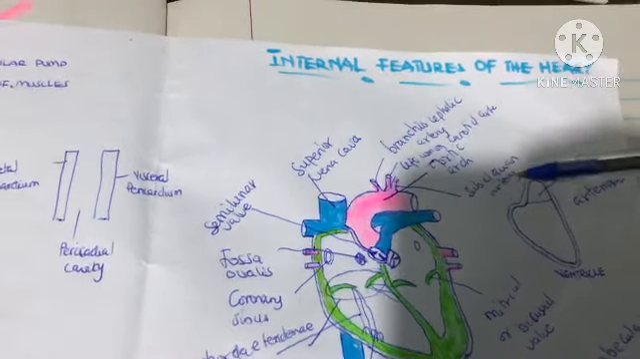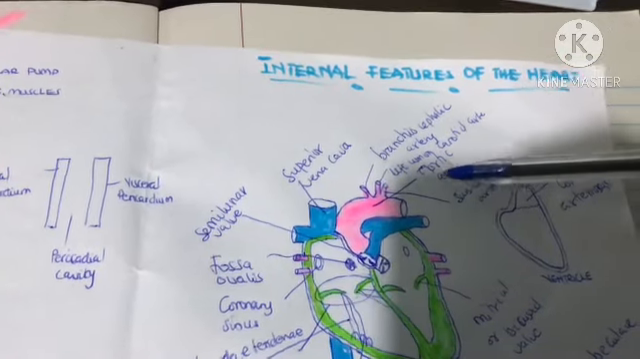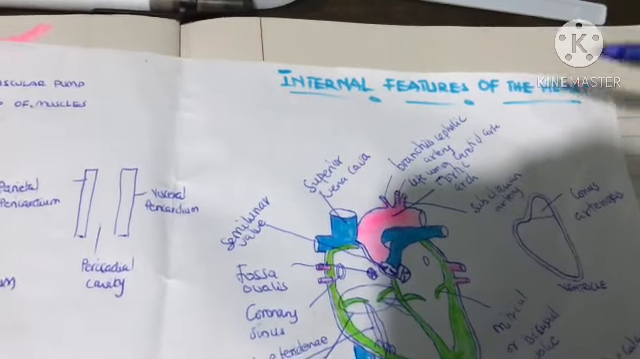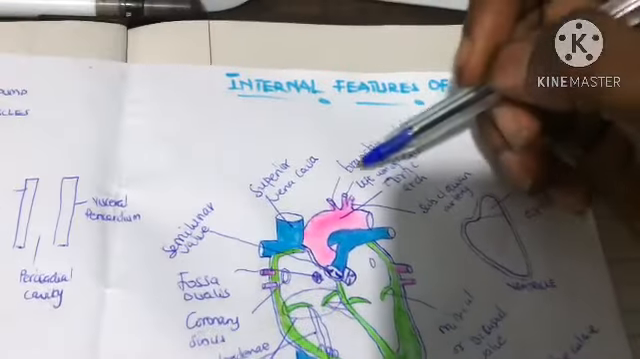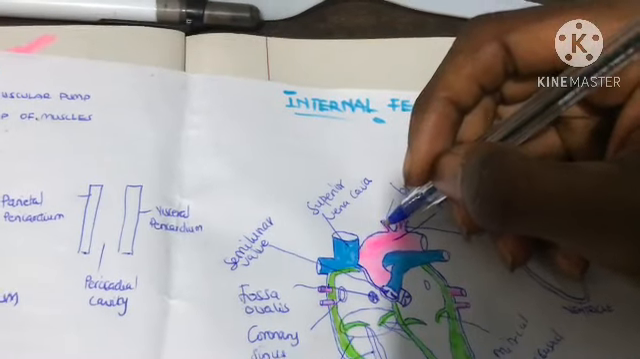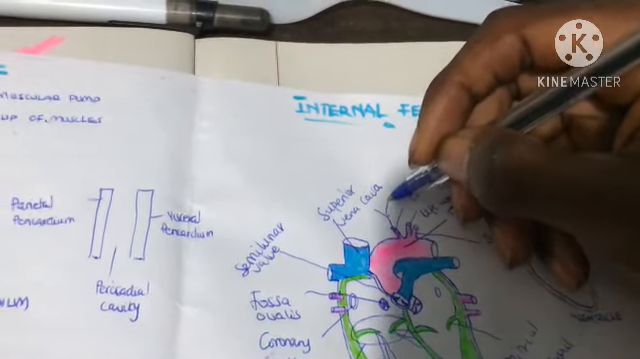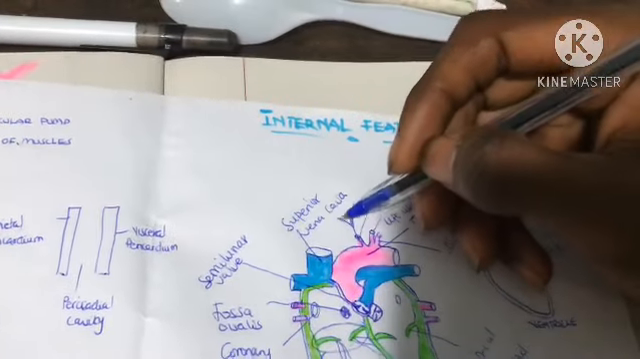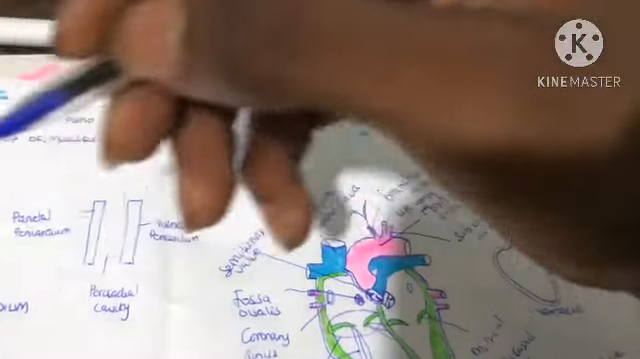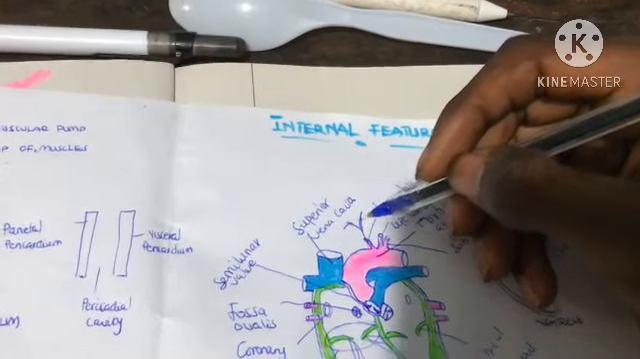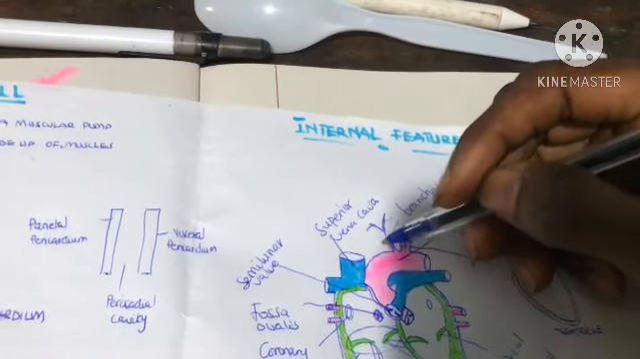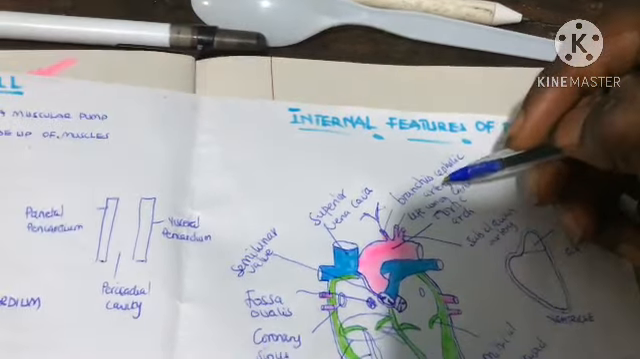Someone is asking that if this is the left common carotid artery and this is the left subclavian artery, where are the right common carotid artery and the right subclavian artery? When you look at the brachiocephalic artery, it actually branches. When it goes up, it branches into two blood vessels. This one becomes the right common carotid artery, because it goes to the right side of the body, and this becomes the right subclavian artery. So the right common carotid artery and the right subclavian artery branch off the brachiocephalic artery. Hope you understand.